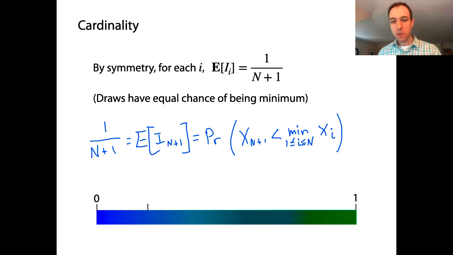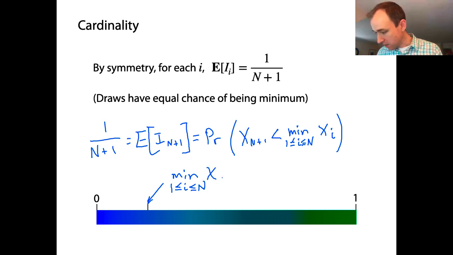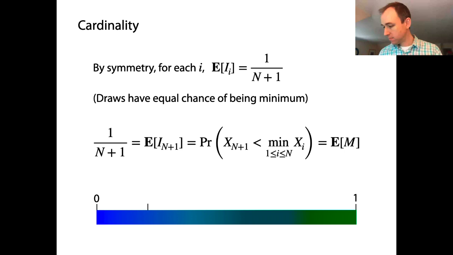Okay? And then let's think about what that is. Let's say that this right here is the minimum of all the draws except for the n+1th, so the minimum over 1 less than or equal to I less than or equal to n of x sub I. Let me use another color. This right here is the minimum among those first n big X random variables. This probability, the probability that the n+1th is less than, is just basically exactly what we're looking for. It's the width of one partition, right? So the probability that the n+1th draw is less than all the others is nothing but the expected value of the minimum, the expected value of big M, that random variable that we defined at the outset.